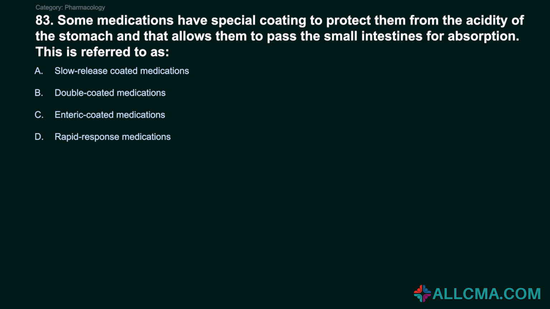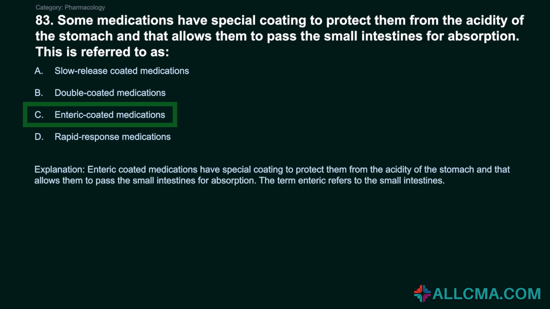83. Some medications have special coating to protect them from the acidity of the stomach and that allows them to pass the small intestines for absorption. This is referred to as A. Slow-release coated medications. B. Double-coated medications. C. Enteric-coated medications. D. Rapid-response medications. Correct answer: C. Enteric-coated medications. The term enteric refers to the small intestines.